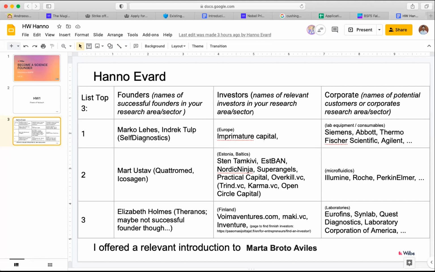Well done. Maybe we can't quite categorize her as successful, I guess, in the end, but yeah. Well, you're right. She's been successful at doing a few things, which is fundraising. Yeah, exactly. In no way would we like to promote that kind of science founder, but it's great.